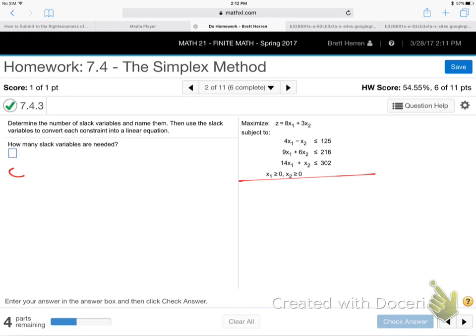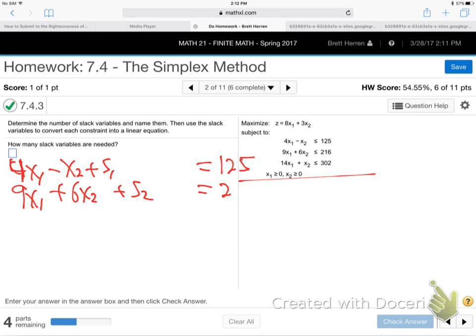In other words, take that first equation, 4x1 minus x2 plus slack 1 equals, right? It changes the less than to equals because you pick up the slack. It's no longer less. You added something to it to make it equals. And then the next one is 9x1 plus 6x2 plus slack 2 is 216. And then 14x1 plus x2 plus slack 3 is 302. Is that making sense? Every less than or equal to gets a slack variable.